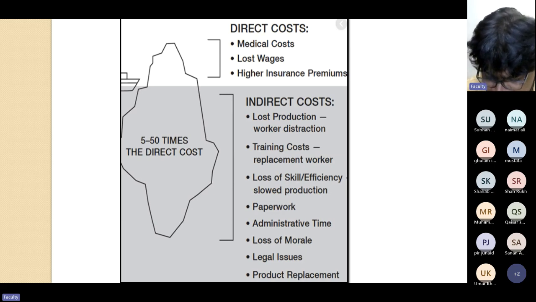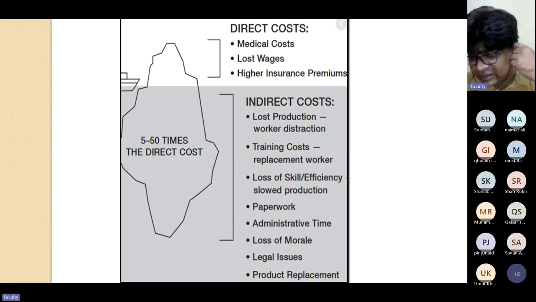Higher insurance premiums. The insurance company will increase the premium from 5,000 to 8,000, which means it is increased by 3,000. So that is a direct cost because everything is calculated and we know the exact amount. That is called direct cost.